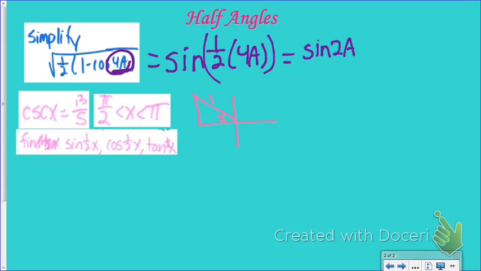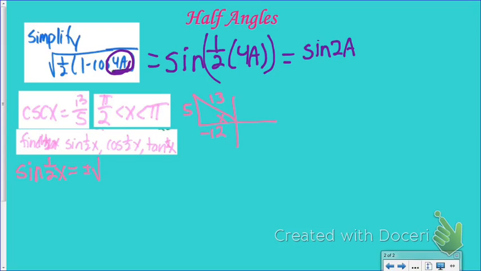My hypotenuse over opposite is 13/5. I can do the Pythagorean theorem to get my missing side, and because of where it's located, it needs to be a negative. So now that my triangle's filled in, I can use the information on that triangle to solve for the sine of 1/2 x.